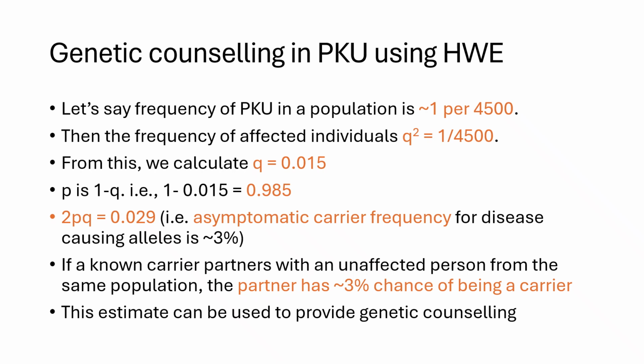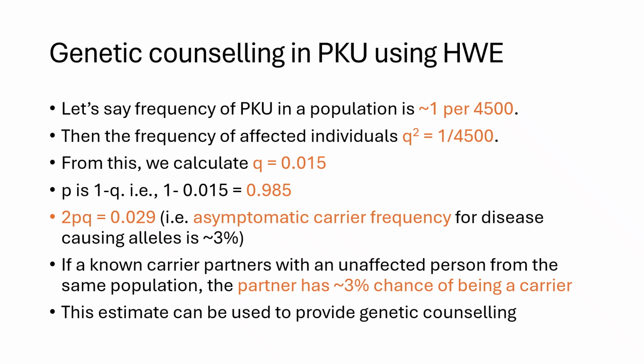And based on this, they can make their decision: oh, well, it's only a 3% chance and that's okay. I'm happy to partner and take my chance of having a child with this person. Or they might say, no, I do not want to have a 3% chance, so I would choose a partner from another population. So this estimate can be used to provide genetic counseling. Or they might wish that their partner should be genetically tested to also find out.